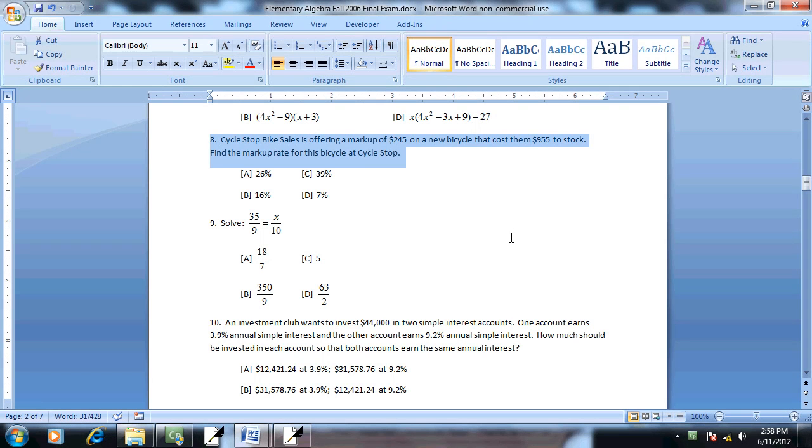Let's look at problem number 8. Cycle Stop Bike Sales is offering a markup of $245 on a new bicycle that costs them $955 to stock. Find our markup rate for this bicycle at Cycle Stop.